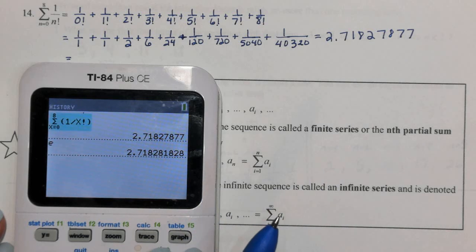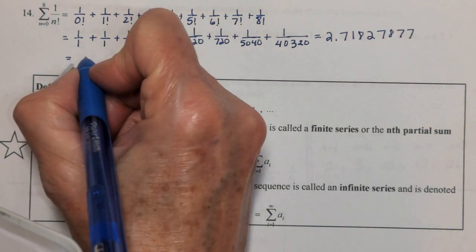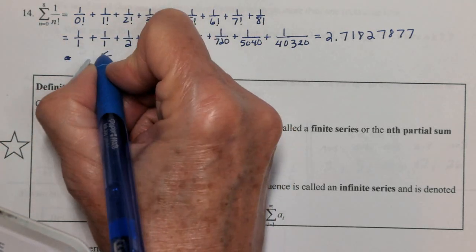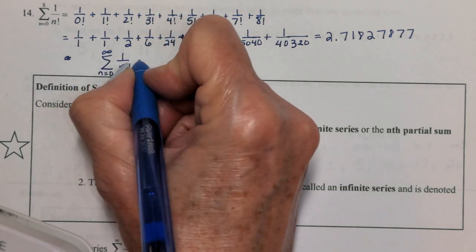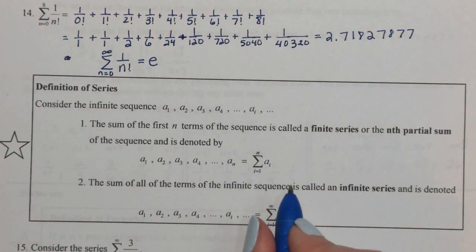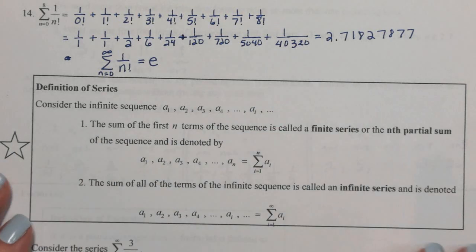If I took this and used some more numbers, let's not stop at 8. Let's go to something bigger like 15. Look at that. If we went to infinity, if we took the sum from 0 to infinity of 1 over n factorial, that would equal E exactly. Okay? FYI. You don't need to know that. It's just an interesting observation.